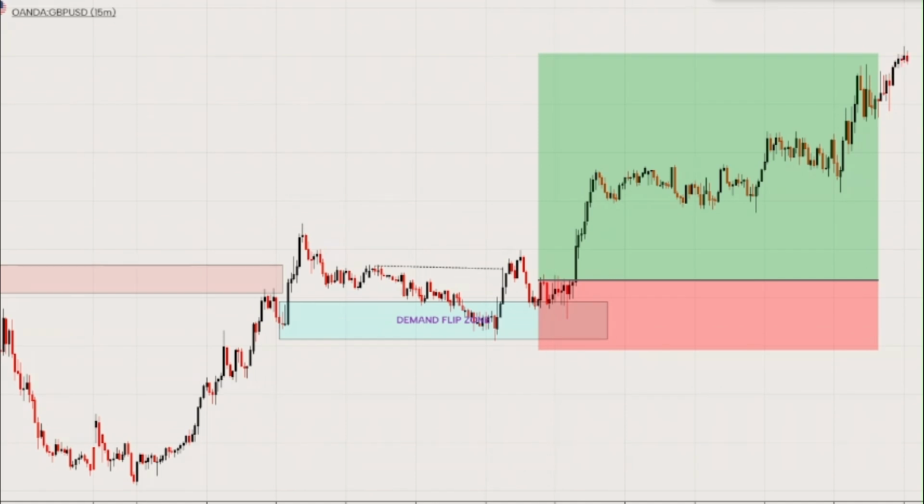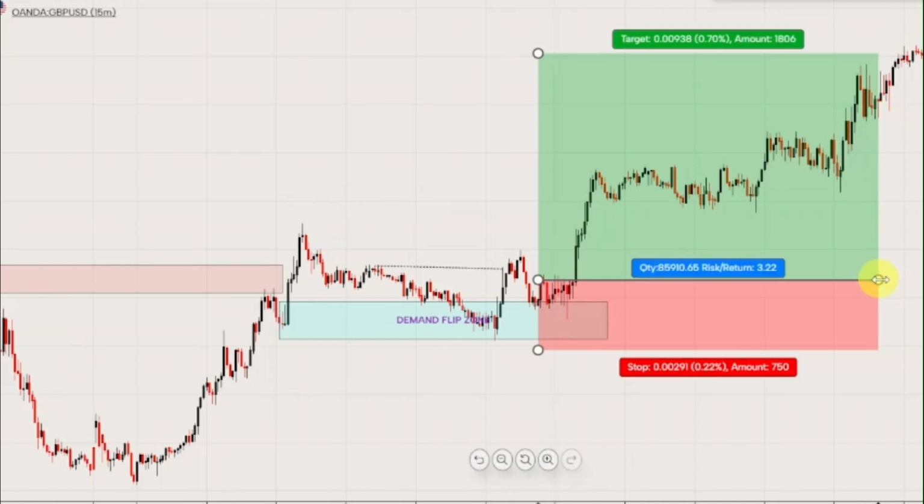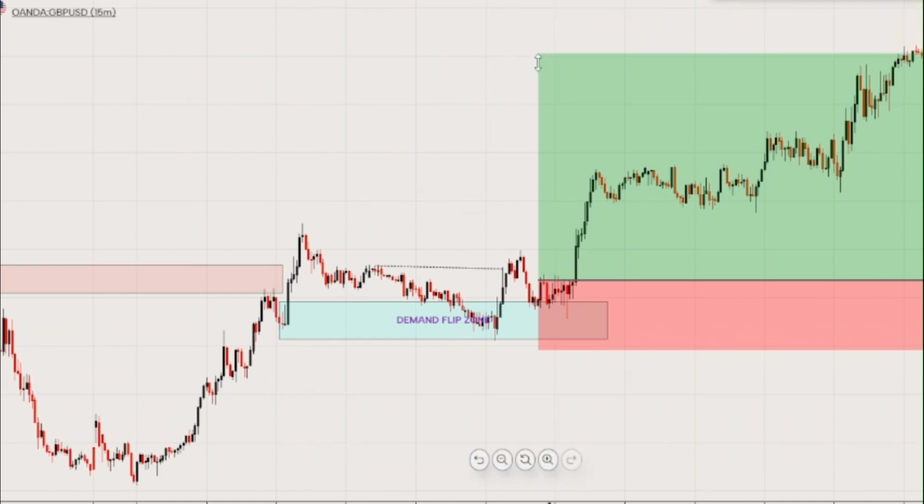All right, so we have price smash TP right there. You can see price smash TP right there. We have a TP smash right here.